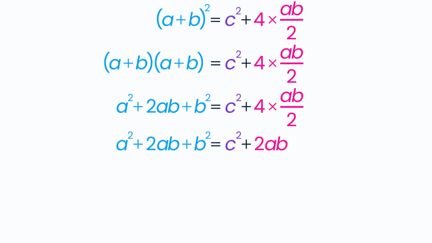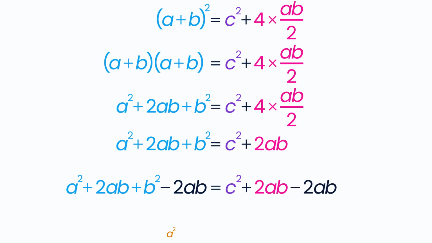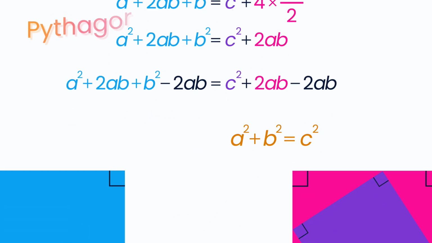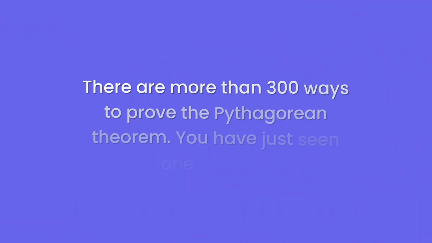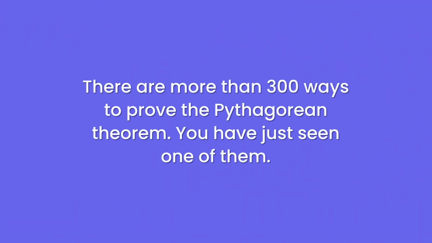Now you have the following equation. A squared plus 2ab plus b squared equals c squared plus 2ab. You can now subtract 2ab from both sides of the equation, and you are left with a squared plus b squared equals c squared, which is the Pythagorean theorem. How funny! You've used squares to prove a property about triangles. There are more than 300 ways to prove the Pythagorean theorem. You have just seen one of them.